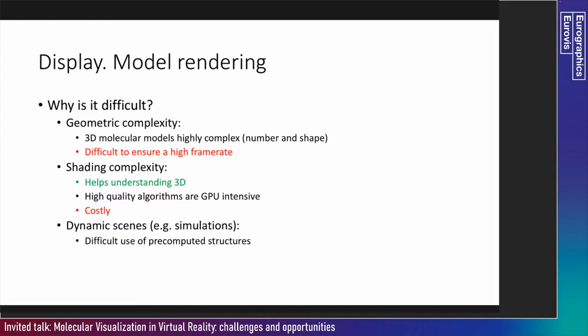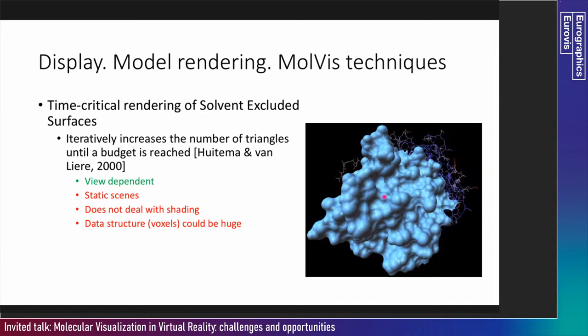From the previous literature, I only found one paper that was addressing this time-critical rendering for molecular data sets, and it was on the concrete case of solvent-excluded surfaces. They were creating a voxel data structure, and then they were generating a number of triangles iteratively until a certain budget was reached. This was a view-dependent strategy, but it only worked for static scenes. It does not deal with shading. And of course, the voxel structure that was generated can be very large if we want to hold molecules of millions of atoms. But it could be a good starting point.